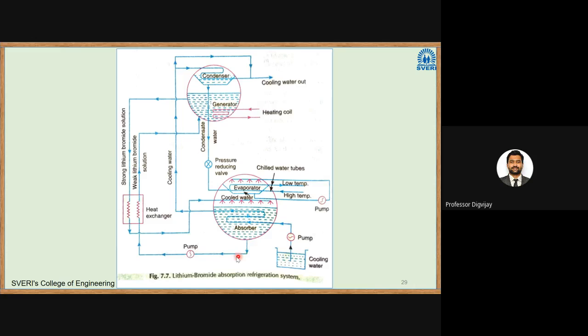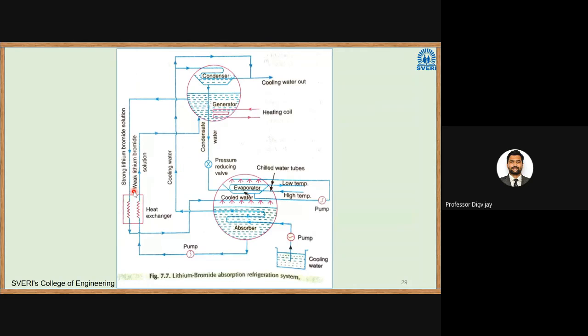Again, the strong solution is passed through the pump. The pressure is increased. It is passed through the heat exchanger. So I told you previously, the strong solution which is going to the generator, its temperature should be higher. The weak solution which is coming back to the absorber, its temperature should be lower. Okay. So in this case, what is happening? This solution is passed to the heat exchanger. So it is called a weak lithium bromide solution, or we can say a strong water solution.